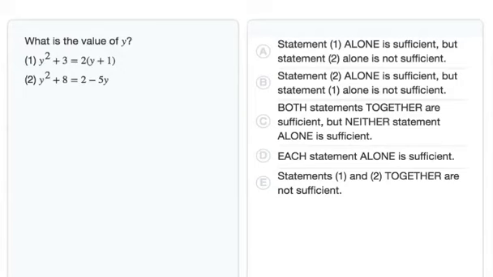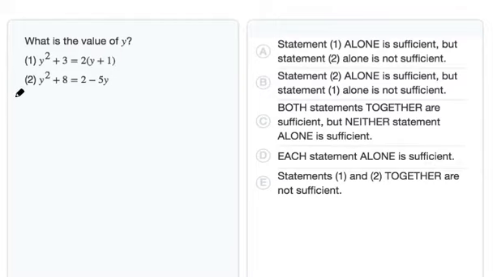To solve this data sufficiency question, we'll go ahead and consider each statement separately first and then together if needed. The question asks us what is the value of y. So in each statement we're given a quadratic equation that we will have to determine whether we can find a definitive value for y. So essentially one value for y. Let's start with statement 1.